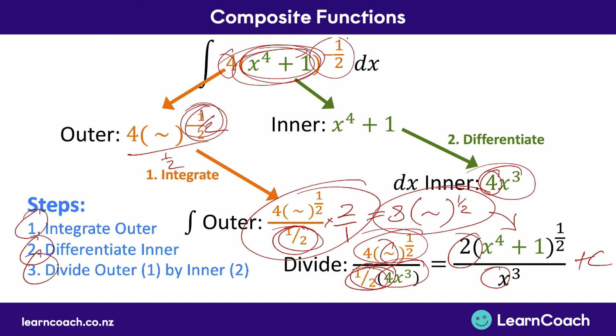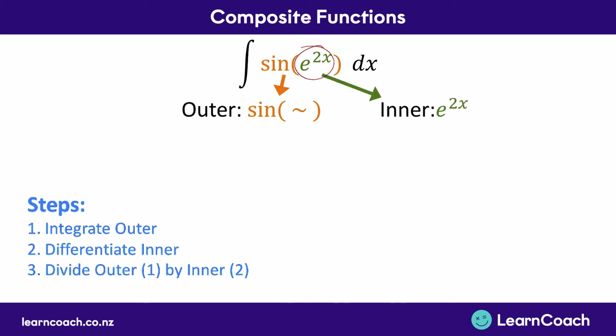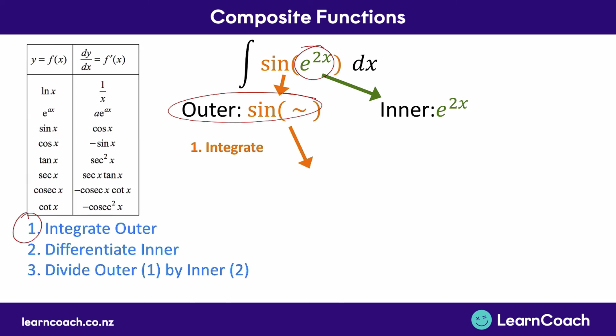Let's look at one more example. Here we have sine multiplied by e to the 2x. So first we separate out our inner and our outer function. Our inner function is whatever's inside the brackets, our outer function is whatever's left over. Step 1, we integrate the outer function, and we can look at our differentiation table to help us out. Now sine integrates back to cos, and that negative gets put on the other side. So sine something will integrate to negative cos something.